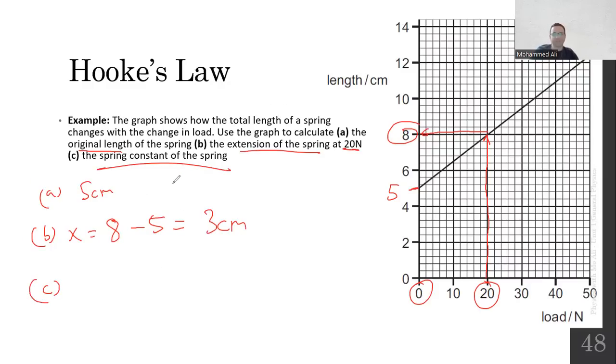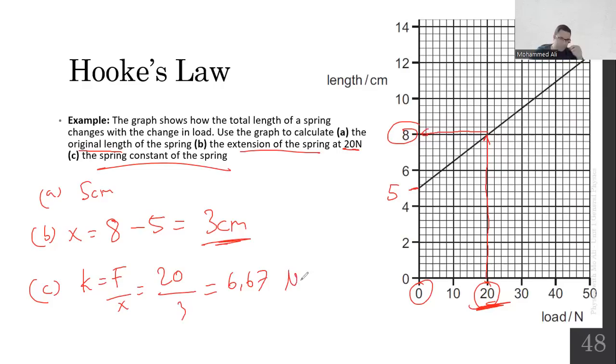What's the spring constant? Well, k equals F over x. I already have a value of F and x from the previous question. If the force is 20 newtons and the extension is 3 centimeters, we just got that. So 20 divided by 3 gives you 6.67 newtons per centimeter.